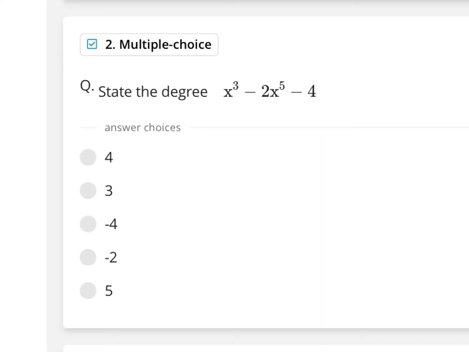Number 2 is ridiculously easy. It says state the degree. The degree is the highest exponent you see. This is not in standard form, so the degree must be 5. So the correct answer is 5. Moving on to number 3.